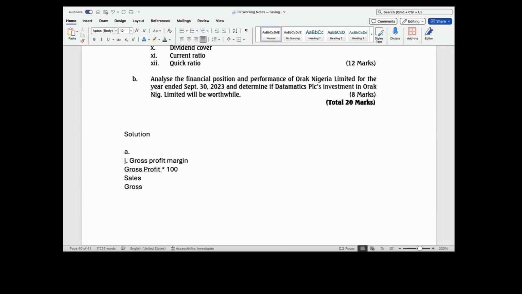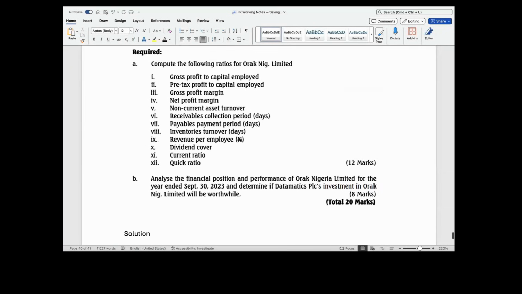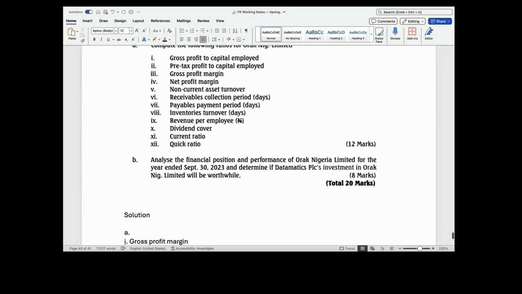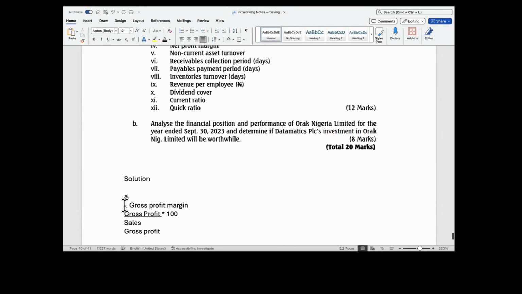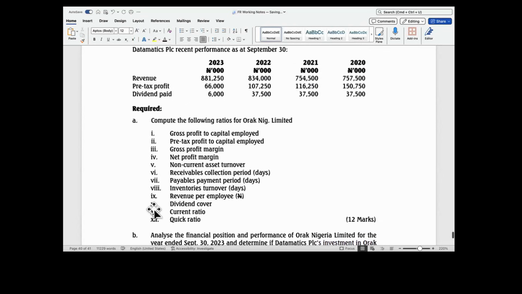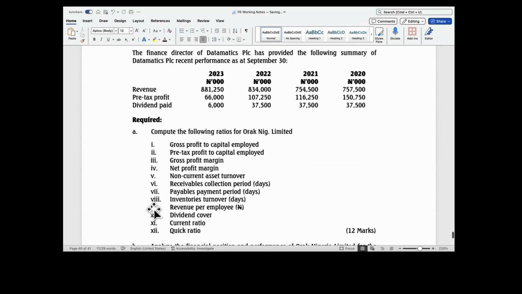There are two. The first one is gross profit to capital employed. Thank you, Matthew. Gross profits to capital employed. So what's the formula for that? Hello, class. What's the formula for gross profit to capital employed?